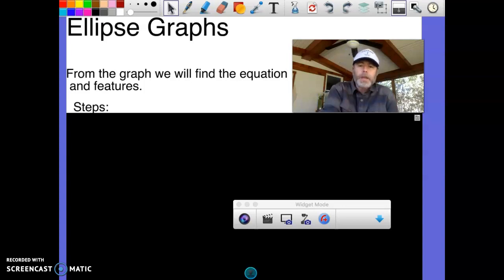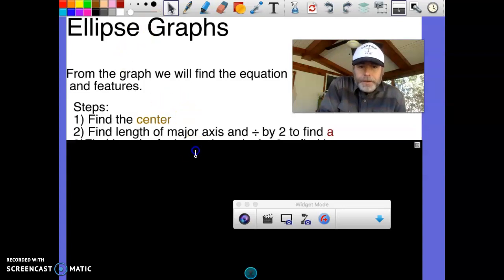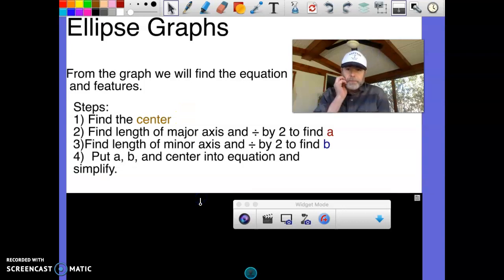So first of all, I just got a few steps for you. Our steps basically meaning finding features first. So we're going to write down all our features. We're going to write down things like the center. We're going to find our major and minor axis. We are going to locate our vertices, and then we're going to plug that stuff into an equation.